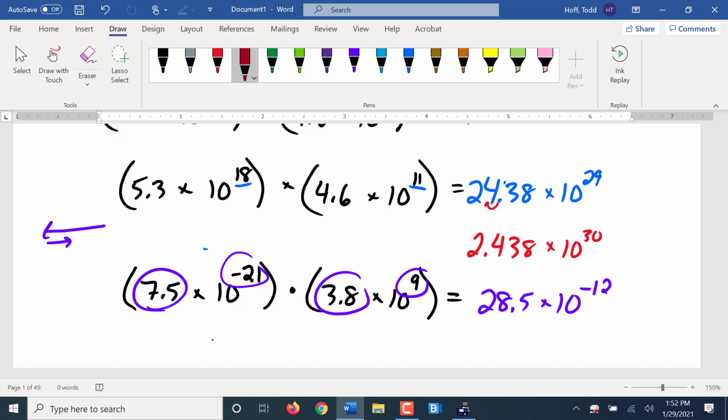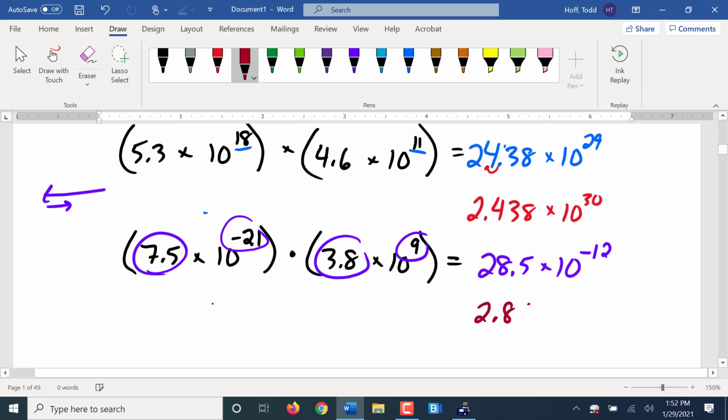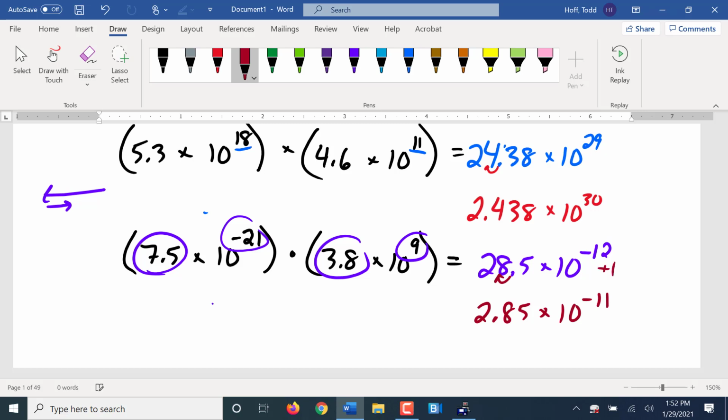Now, of course, we've got to adjust there. What's this going to become? 2.85 times 10 to the negative 11. There we go. This got smaller by 1. Power gets larger. Negative 12 plus 1 is negative 11. The negatives will haunt us.